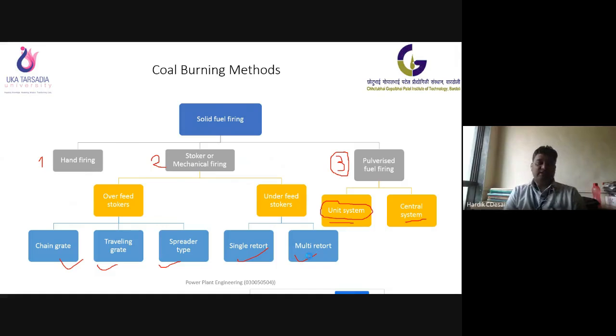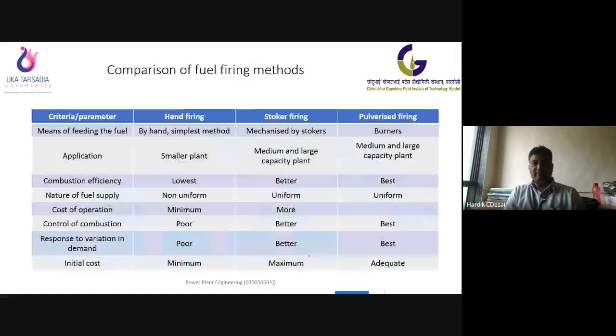Now let us see the comparison of fuel firing methods. I think we should see this comparison at the end, after having a better understanding of the different kinds of stokers and pulverized fuel firing. We will see it after the end of the pulverized firing systems, so we will be in a better position to understand this comparison, which depends upon different parameters and criteria.